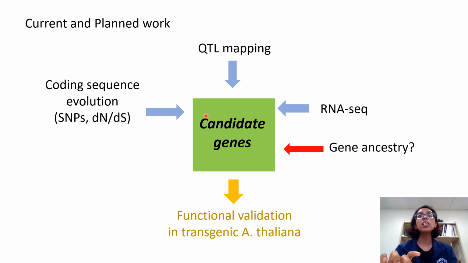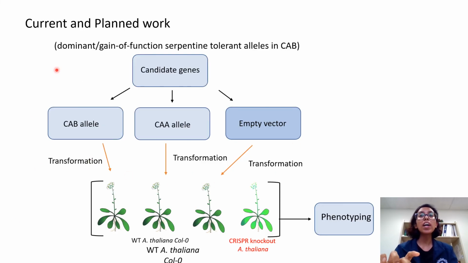Once we have a list of prioritized candidate genes, the next step is the functional validation of these candidate genes. The outline for the functional validation project for my study looks like this, where I will transform the CAB allele for the serpentine tolerant candidate gene into wild-type Arabidopsis, and its ortholog allele in CAA into wild-type Arabidopsis, and then wild-type Arabidopsis with an empty vector as a control.